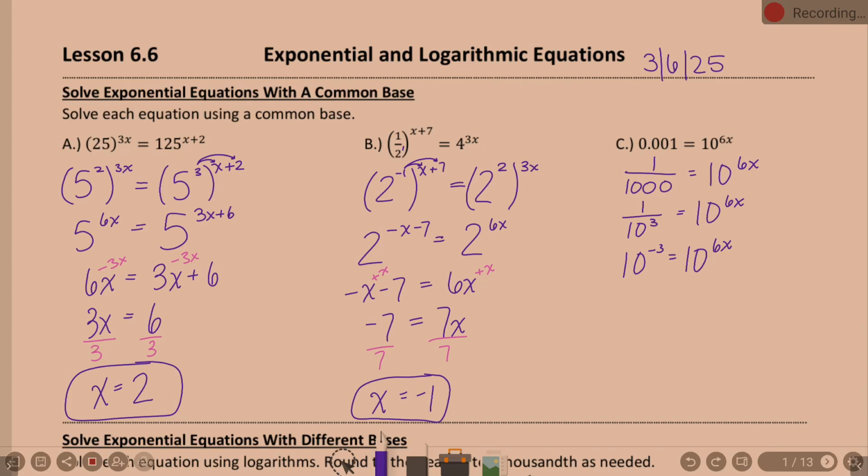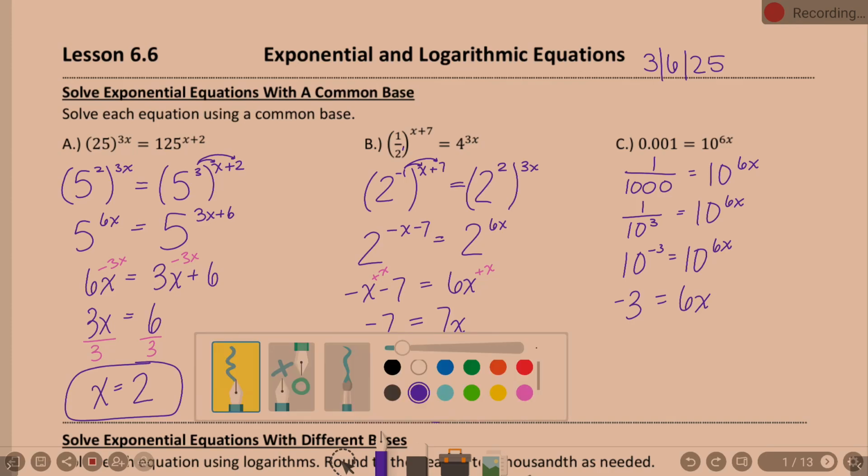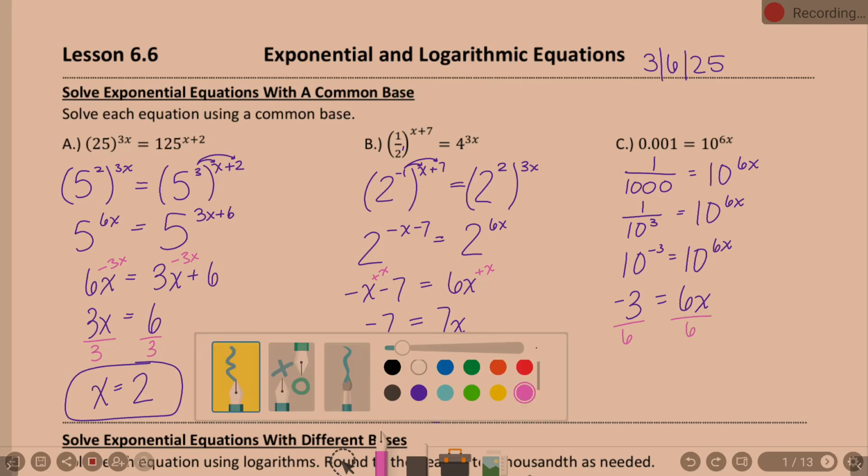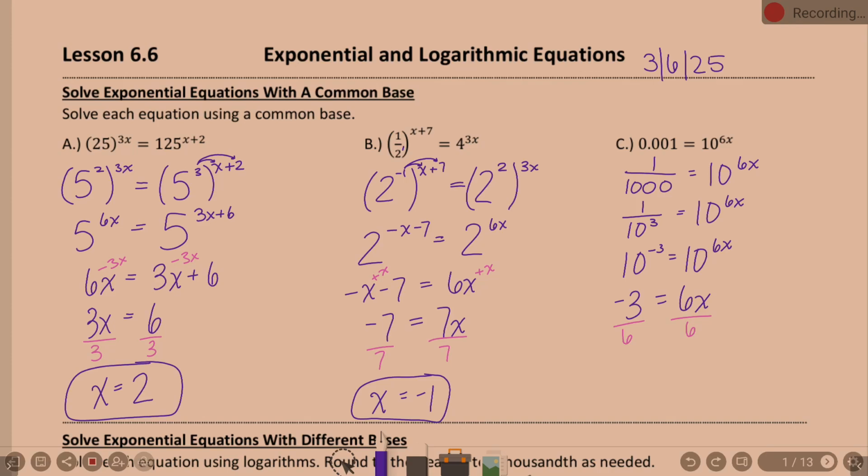What's my next step here? Dropping the tens. My bases are the same, right? So we can drop the tens, and we have negative 3 equals 6x, yes? How do we solve for x? Divide by 6. And when we divide by 6, what about negative 3 divided by 6?